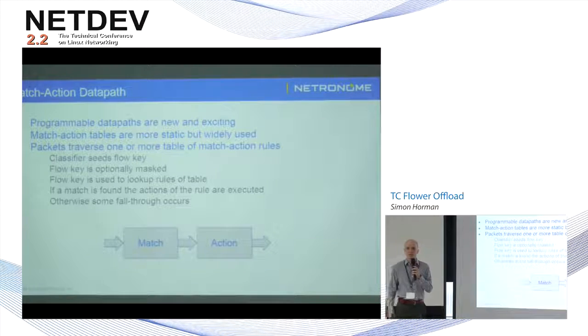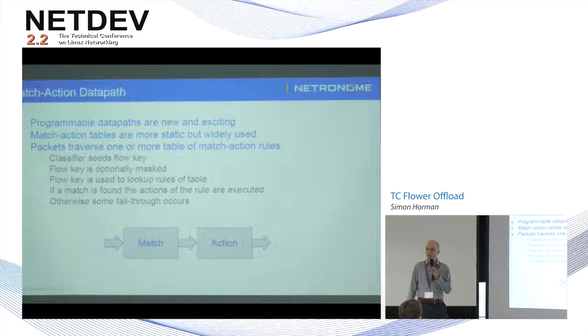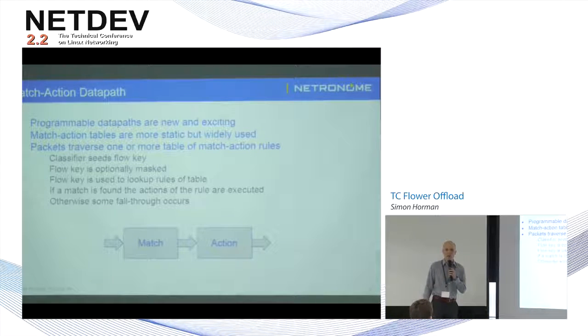So basically what TC Flower allows you to do is to construct a match action data path. These days we have XDP and so on, and this provides a different paradigm which allows you to do fully programmable packet processing. But nonetheless, slightly older style match action data paths are still quite useful and quite widely used, I believe. So I'll be talking about those today. And so what is a match action data path?